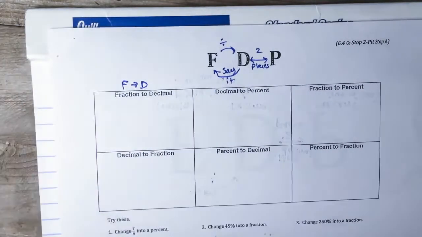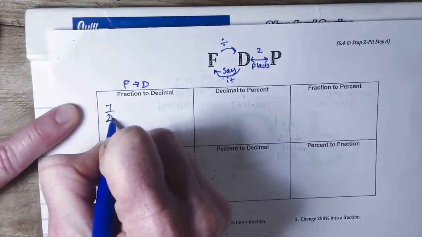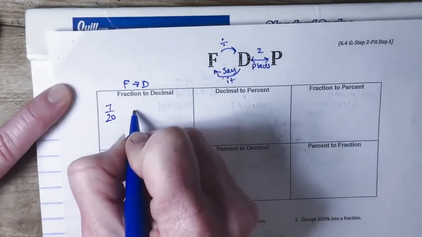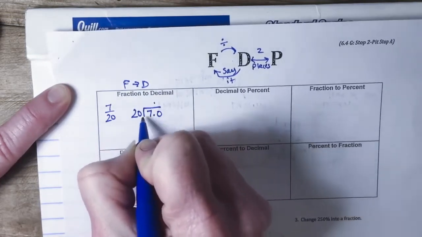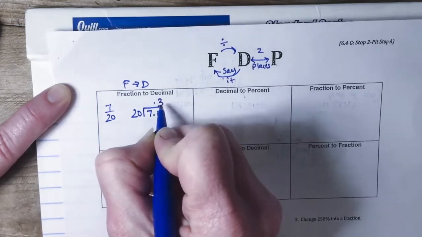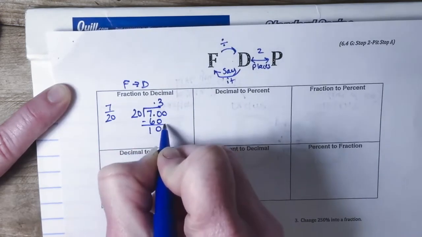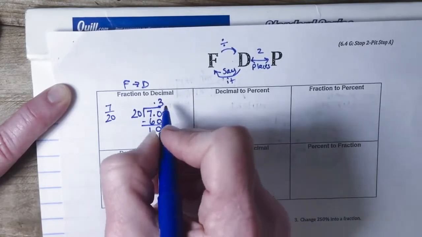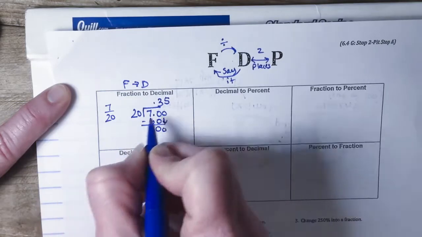So let's say I'm just going to use the fraction 7/20. If I want to change it to a decimal, I'm going to divide 20 into 7. Okay, can't do that. Add a decimal and a 0. So 20 will go into 70 3 times. 3 times 20 is 60. When I subtract, I get 10, and I bring down another 0. So 20 will go into 100 5 times. So I can see that 7/20 is really the same thing as 0.35.